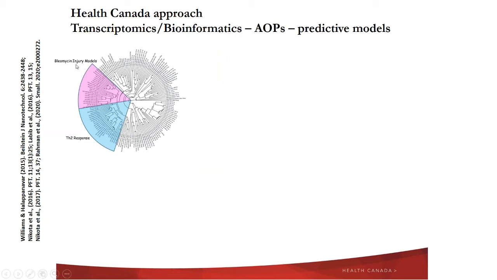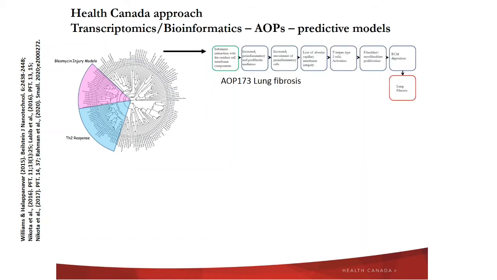And you all know that bleomycin injury, bacterial infection, or even the Th2 responses all lead to lung fibrosis. So combined with information from the literature and the mechanistic information that we derived from this meta-analysis of the transcriptomics data, we established an AOP, AOP173 for lung fibrosis. I won't go into the details of the mechanism itself, as Ulla has already talked about it.